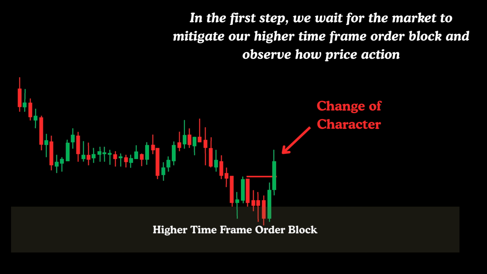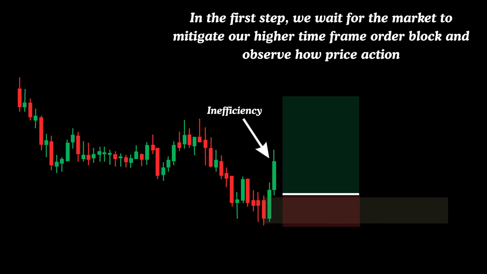Typically, we see two common entry patterns. In the first one, the change of character move creates inefficiency in the valid order block. We then place our order a spread size above the order block, with our stop loss set a few pips below the lowest point of the zone.